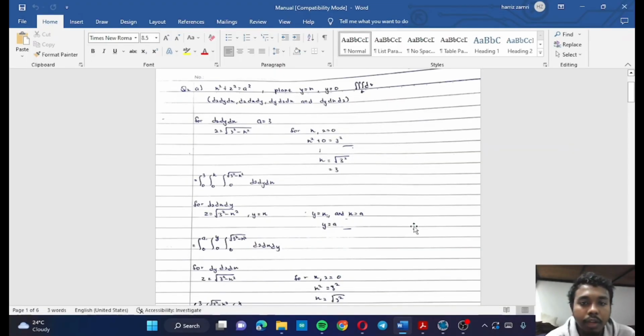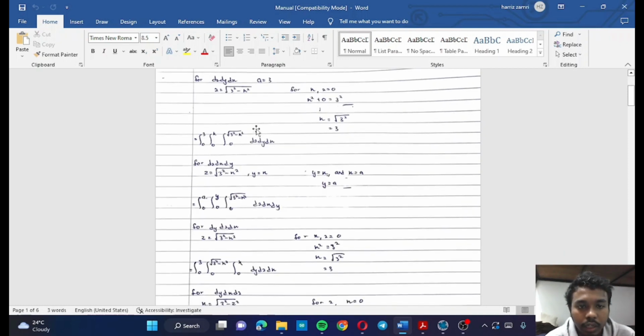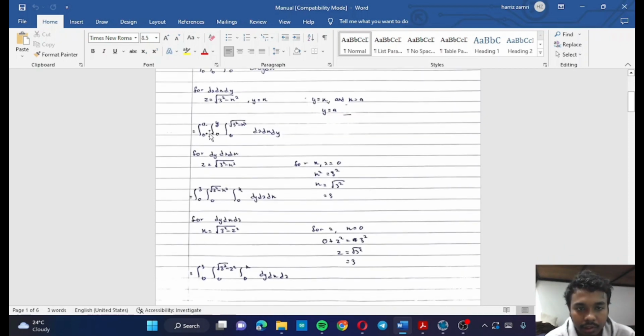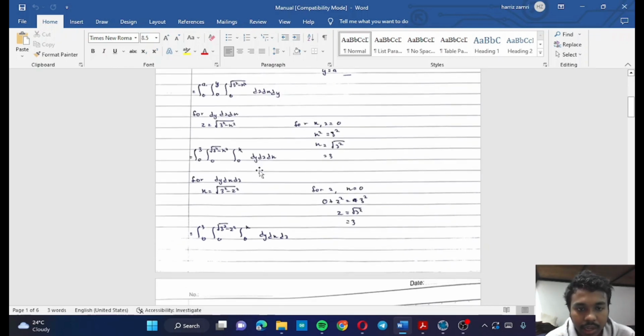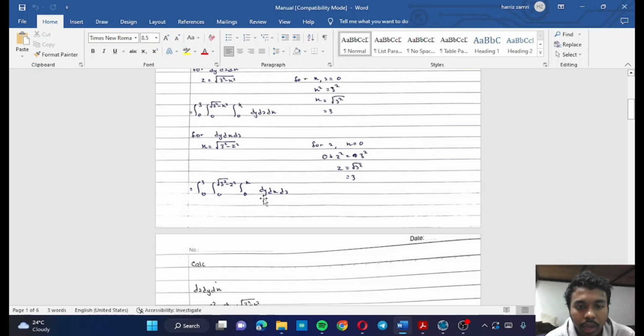Alright, so I will explain first question 2a, which is my handwriting. Given x to the power of 2 plus z to the power of 2 equals a squared, I need to find the equation for dz dy dx. This is the equation for dz dy dx, this is the equation for dz dx dy, this is the equation for dy dz dx, and this is the equation for dy dx dz.